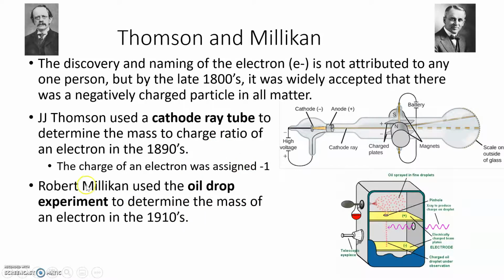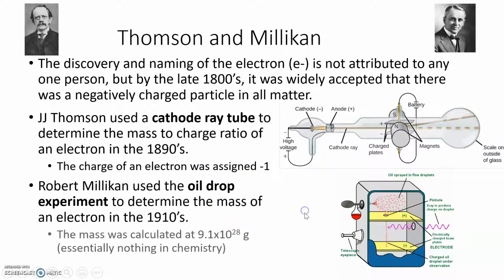Robert Millikan, not too long after Thomson did his work, Robert Millikan was able to do what's called the oil drop experiment to figure out the actual mass of the electron. So Thomson figured out the charge to mass ratio, and Millikan figured out the actual mass. And the mass was calculated at a very small amount, 9.1 times 10 to the -28 grams. It's a very small amount.